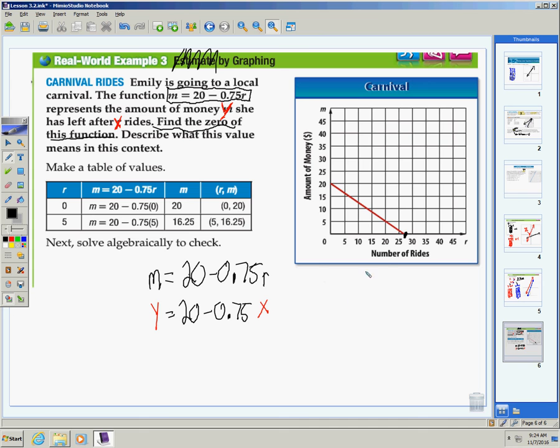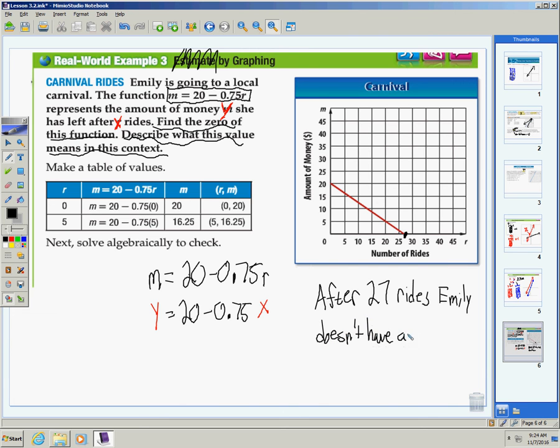What I'm more concerned with in this one is: describe what this value means in this context. So what does this mean? Well, the zero is where y is 0 and where x is about 27. We're finding the x-intercept. Well, what does that mean? This is kind of what we've been working on before. After 27 rides, we would say Emily doesn't have any money left, because we can see the amount of money is now at 0 after that many rides.